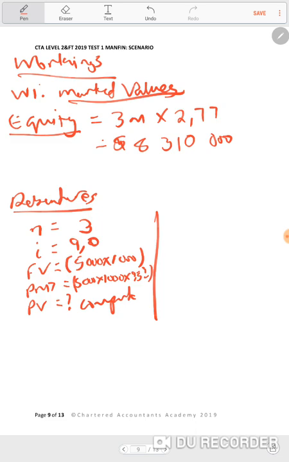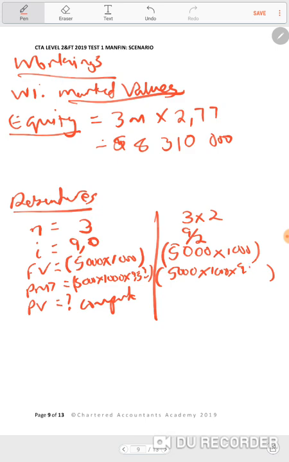Then if you want to do it on a semi-annual basis, our N is now going to be 3 times 2 to accommodate semi-annual, and then our interest is going to be 9/2. Our future value won't change because we're just going to make this payment once off. Make sure your outflows are in brackets and your inflows are positive, right? Your PMT is an outflow, so it must also be in brackets. So it's just going to be 5,000 times 1,000 times 9.5% all over 2, and therefore you compute your PV.